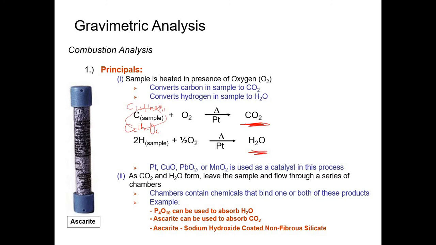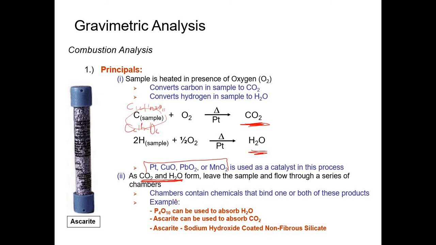Okay? So we have several catalysts nga makapa-enhance sa speed. So we have this platinum, copper oxide, lead oxide, ug manganese dioxide. So these are just catalysts, okay? They do not affect the stoichiometric equation. They only affect the rate of the reaction, okay? So as these products are formed, remember in complete combustion the products are carbon dioxide and water. So as these form, they leave the sample and flow through a series of chambers.